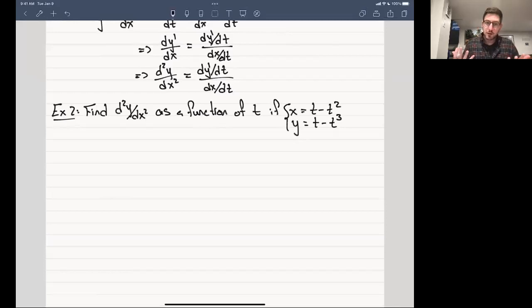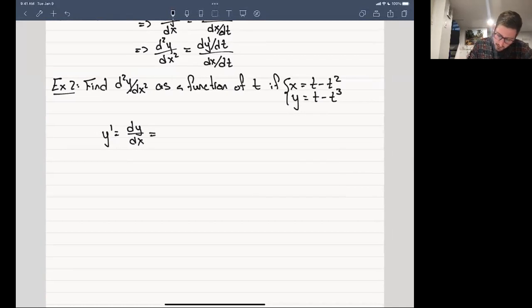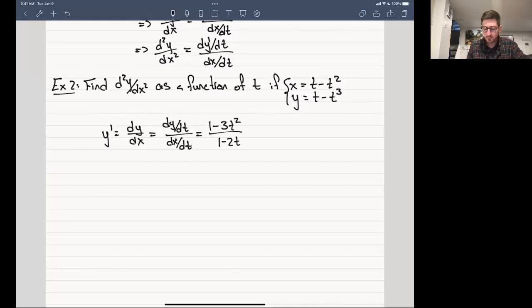Okay, so there's a three-step process here, right? The first step is finding the first derivative, so y prime. So y prime is equal to dy/dx. That's how we defined it above. And we know that dy/dx is dy/dt divided by dx/dt, which are relatively simple derivatives to compute now. We have 1 minus 3t squared divided by 1 minus 2t.